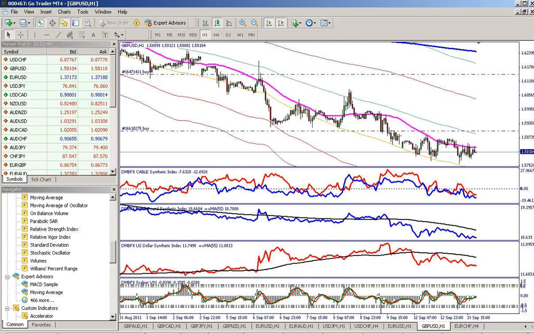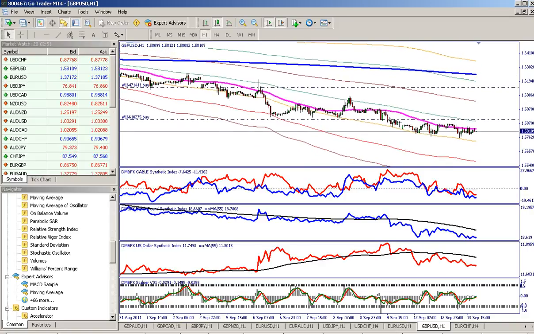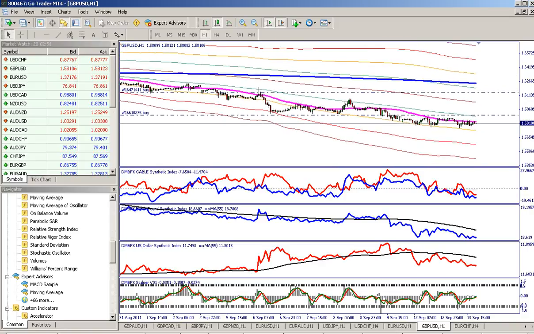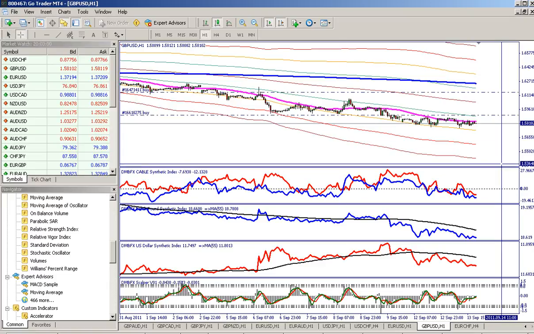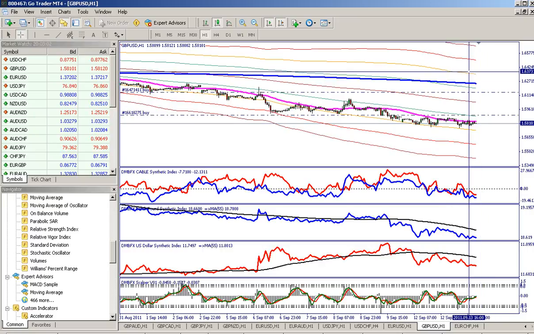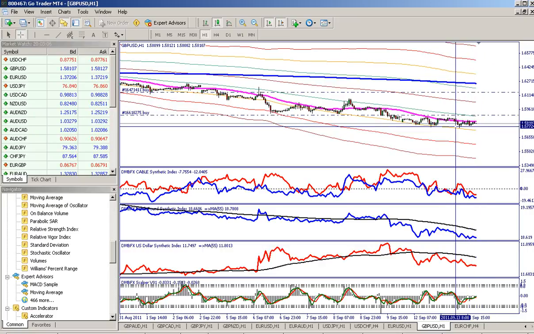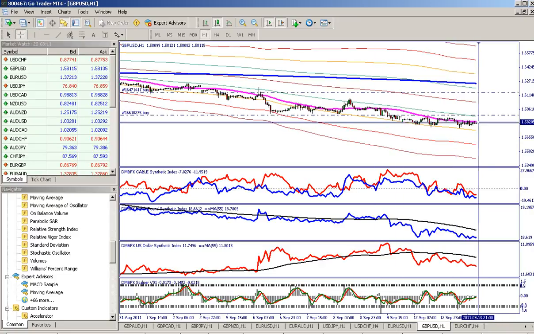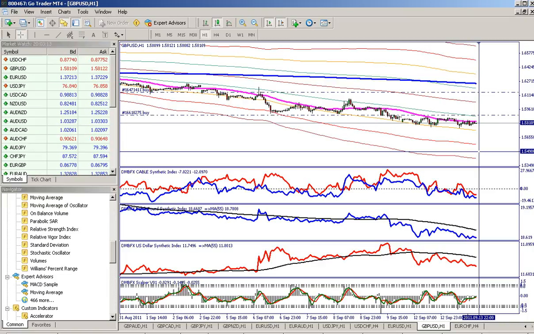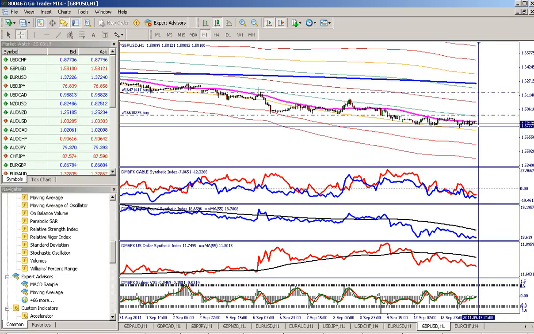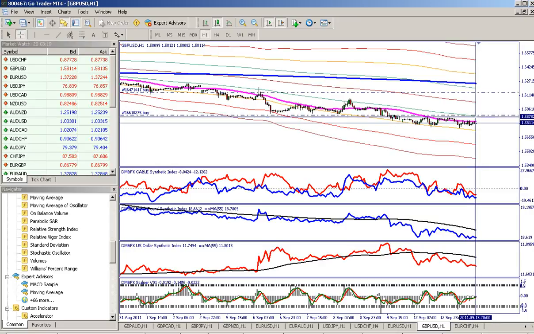So if we move on and look at where the price is currently in the zones, you remember that we had the buy zones down here and then we had the sell zones up here. And you can clearly see that the GBPUSD is currently in one of the buy zones. You had buy zone 1, buy zone 2, and then buy zone 3. So the GBPUSD is currently in buy zone 3.